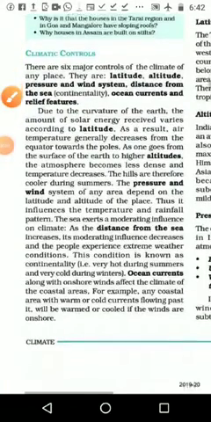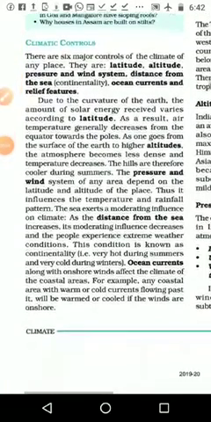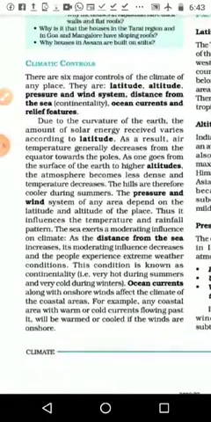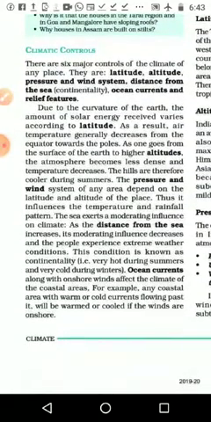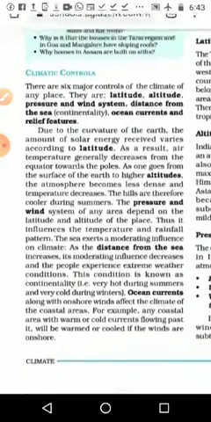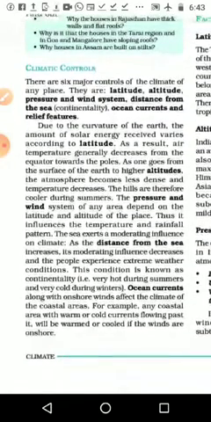Dear students, in this video we are going to see the climate control, which are all the factors affecting the climate, especially in India. And there are 6 major controls of the climate of any place.